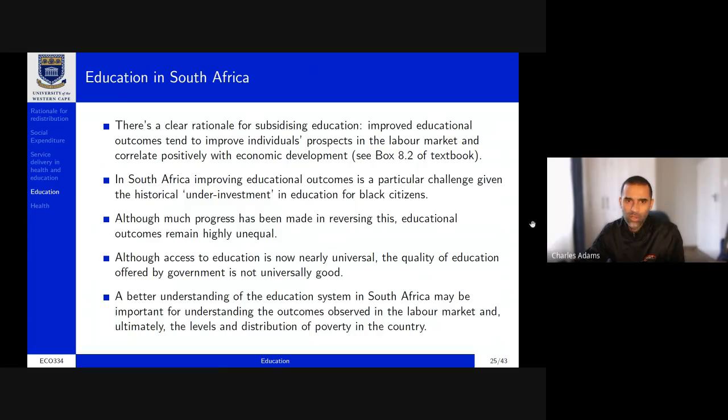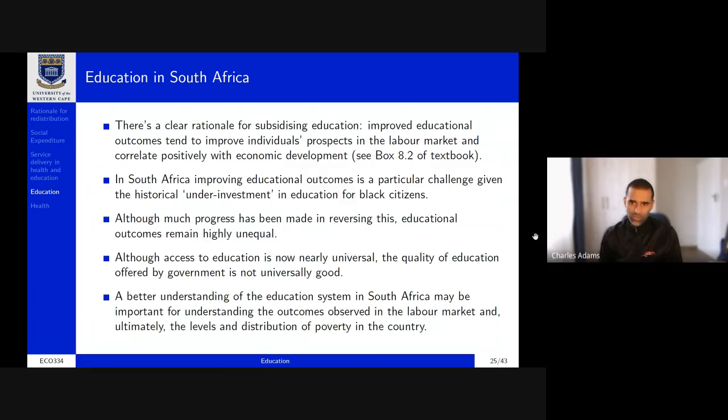Okay, so with that in mind, let's look at how we are faring in terms of our education and health provision in South Africa. Now, there's a clear rationale for subsidizing education. Improved educational outcomes do improve individuals' prospects in the labor market, and they also correlate positively with economic development at a population level. And in South Africa, improving educational outcomes has been particularly challenging, given the historical underinvestment in education, right, under apartheid for most of its citizens.